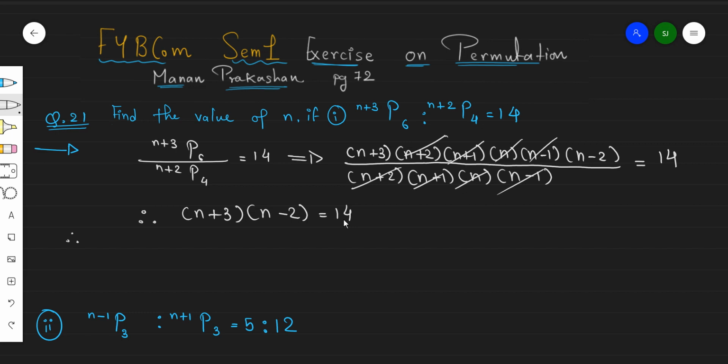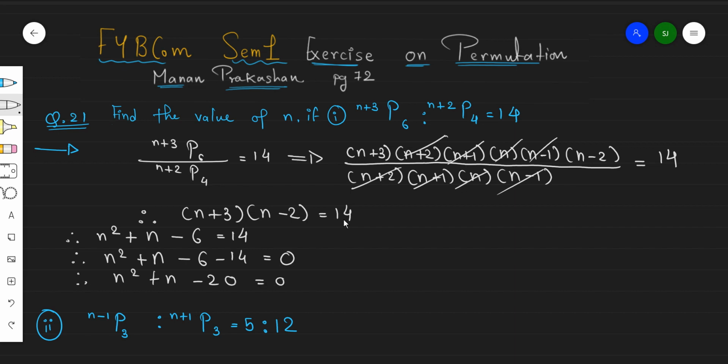Okay, so let's just solve this. It is nothing but n square plus n minus 6 is equal to 14. Correct? How I got this is really simple. You just expand this, you will get it. So it is n square minus 2n plus 3n and minus 6. Therefore, this could be written as n square plus n minus 6 minus 14 equal to 0. We just got the right hand side equal to 0. Now we'll write n square plus n minus 20 is equal to 0.